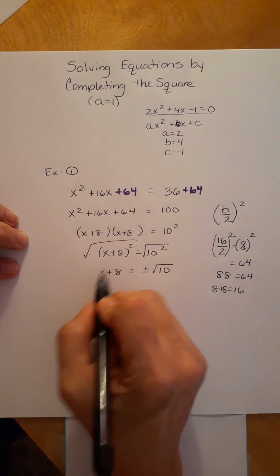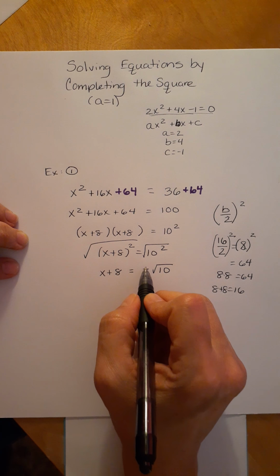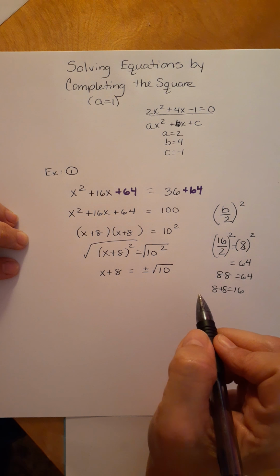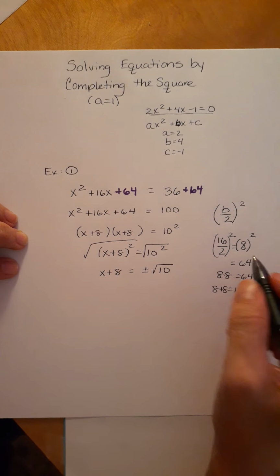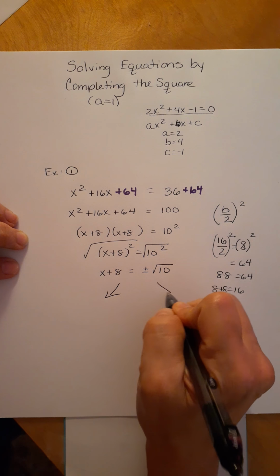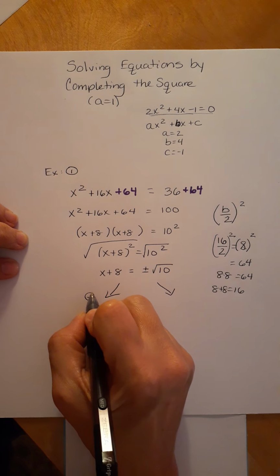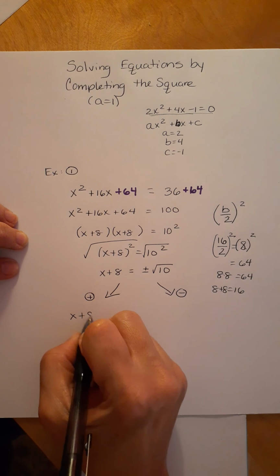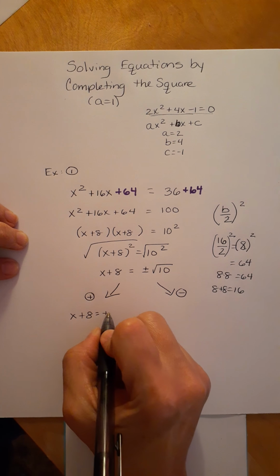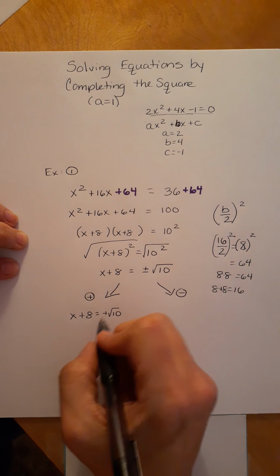Because this answer here could either be a plus or a minus. Whatever this is, it could be a plus or a minus. So we're just going to put that plus or minus here. And what I like to do is show if it's a positive answer or a negative answer. We write x plus 8 equals positive square root of 10, or just square root of 10.